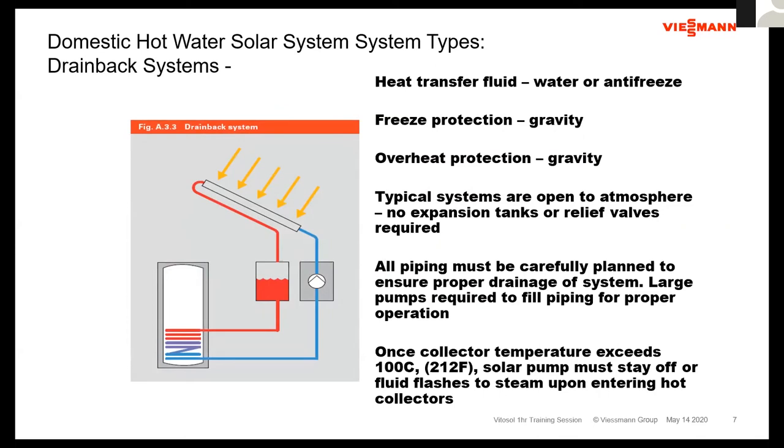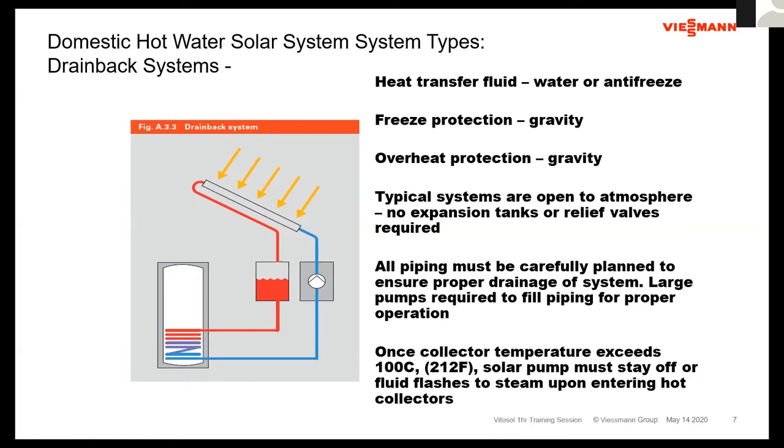And when we are looking at the two types of systems, just a quick review as to what these systems might look like if you're walking into them. Here's a picture of a drain back system. Not all the components are here. You don't see the sensors, their locations in the tanks and the collectors. You don't see the control. You don't see some valves and stuff that would be part of a typical hydronic system that you would see in most buildings. But what you do see here are the main components.